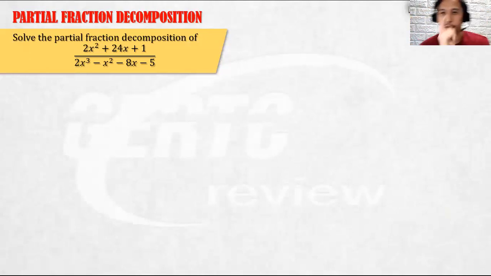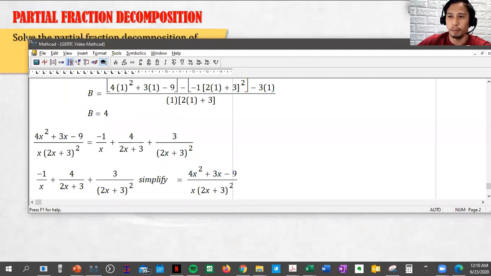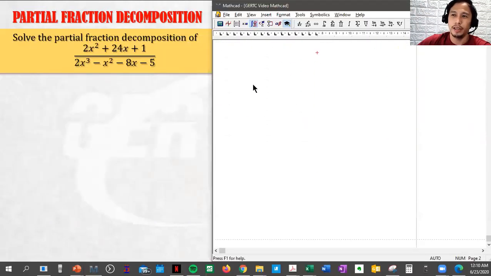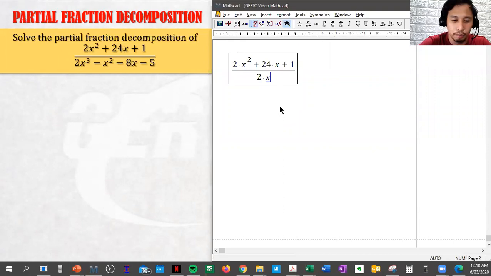Okay na. So, I'm gonna proceed na. Now, ang solution nito is that we're going to solve the roots first, no, or to write the factored form of the denominator. Okay, so 2x squared plus 24x plus 1 all over 2x cubed minus x squared minus 8x minus 5.